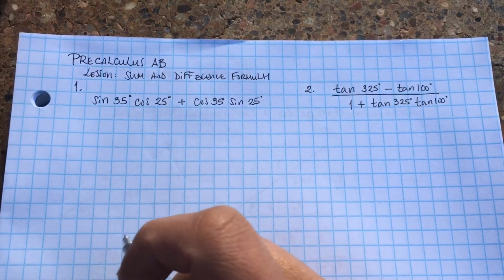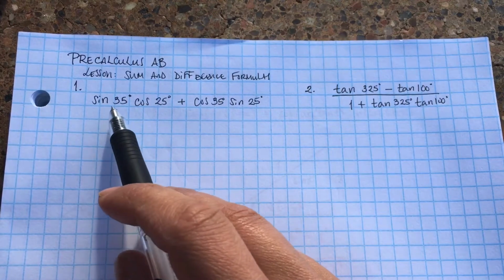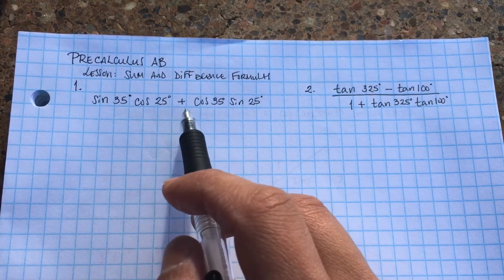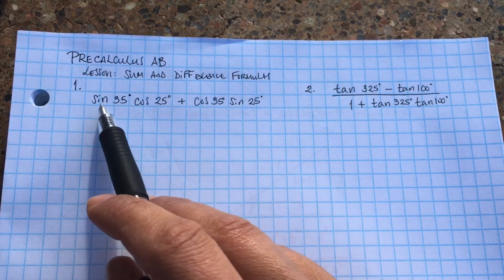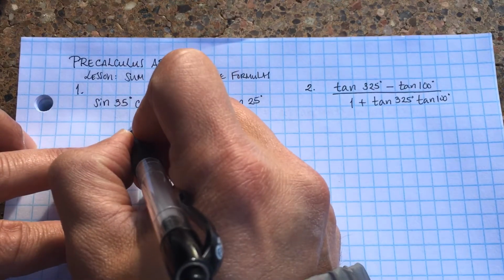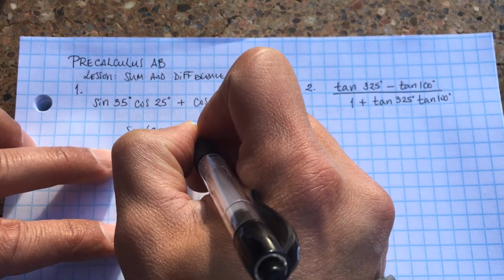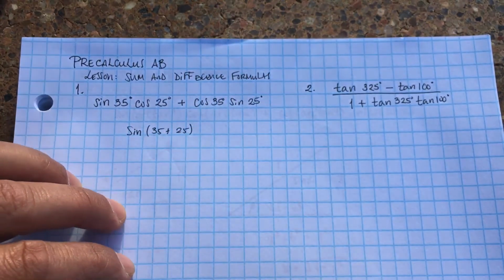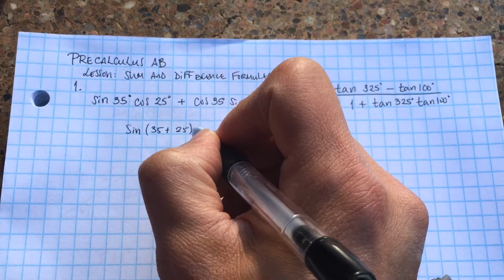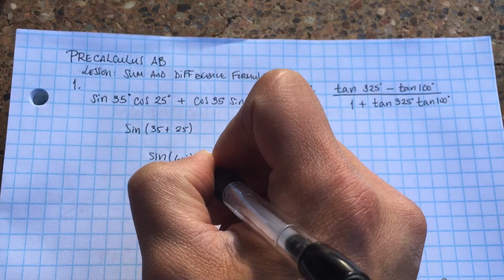Hey guys, I want to go ahead and do some more examples using these sum and difference formulas. If you see the first one, sine of 35, cosine of 25, hopefully you can recognize it. This is the sine sum, so we're going to add a plus b. So you're going to get sine of 35 plus 25. And that's pretty much it. And then when you add it up together, you're going to get sine of 60 degrees.